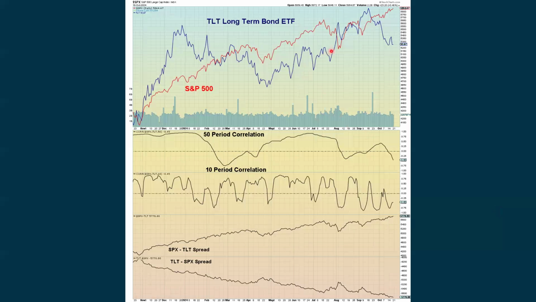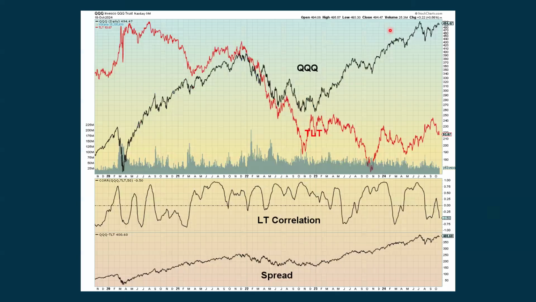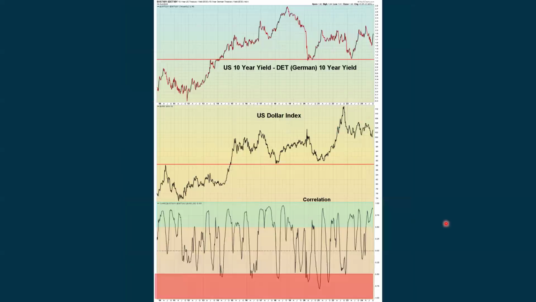We look at the long-term bond ETF, which is in blue, and then the S&P 500, which is in red. The longer-term correlation based on 50 periods is starting to weaken. And we're not seeing a really strong short-term correlation between the long-term bond ETF based on price and the S&P. You can see here, they're going in opposite directions of each other currently. We look at that same thing with the QQQs to the long-term bond ETF, also having a tendency to go in opposite directions right now.